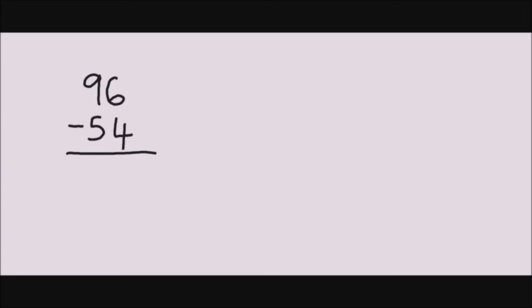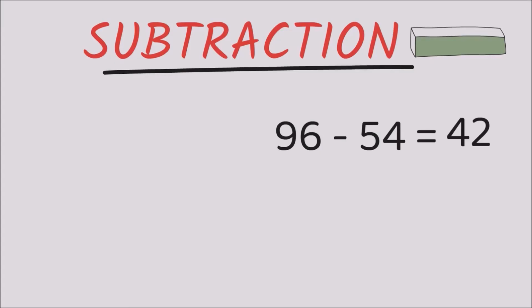Then we start to subtract. So 6 minus 4 is 2, and 9 minus 5 is 4. So the difference is 42. Awesome. Now let's try another example.